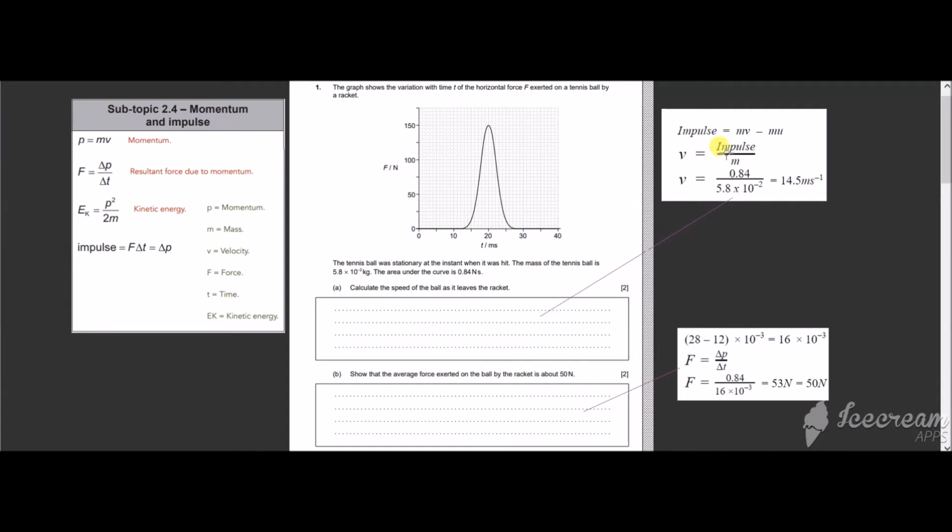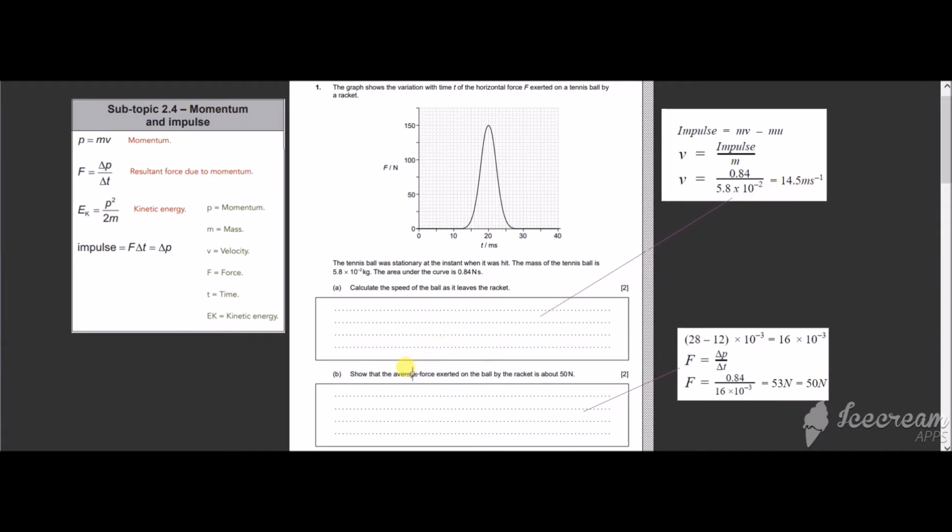So the impulse is equal to 0.84, as this is a force-time graph. When you find the area under the curve, you'll get 0.84. So the value is already given here. We can input the value in place of impulse, and then there's the mass. The mass is given here, 5.8 × 10^-2. Input that in place of m, and you will receive 14.5 meters per second. And that's how you solve 1A.